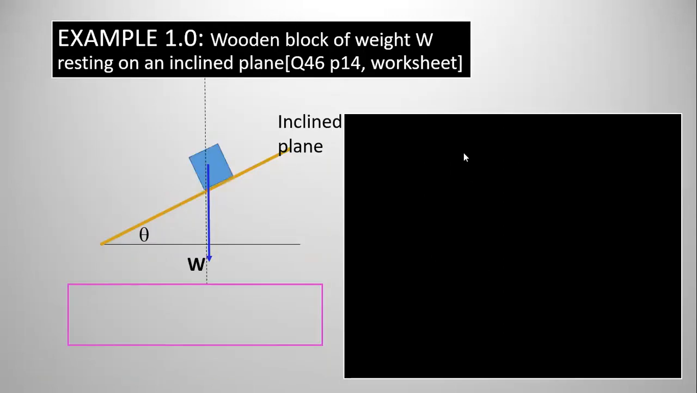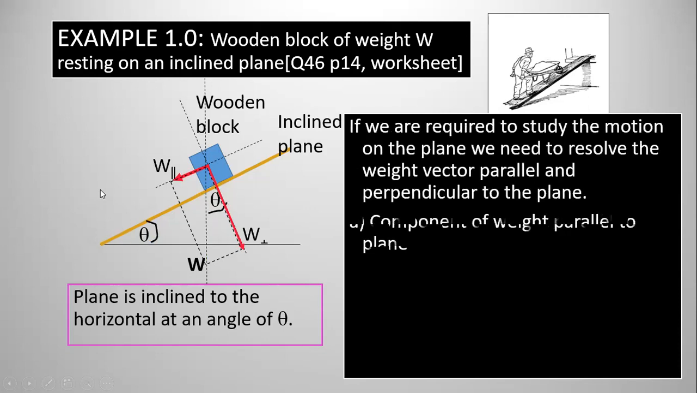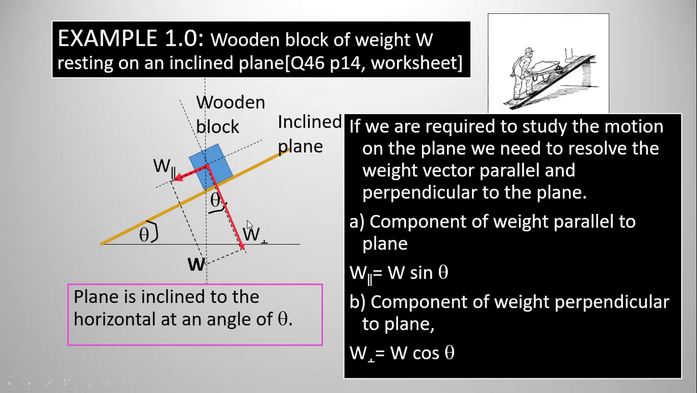Okay, this one is from example 1.1 from your earlier lecture. And you need to remember how to resolve the weight into components. That's perpendicular to the surface. Here the angle is theta. This angle is also theta. So this perpendicular component is separate from the component parallel to the plane. Parallel to the plane is W sine theta. Remember that, memorize that, W sine theta. Perpendicular to the plane is W cos theta.